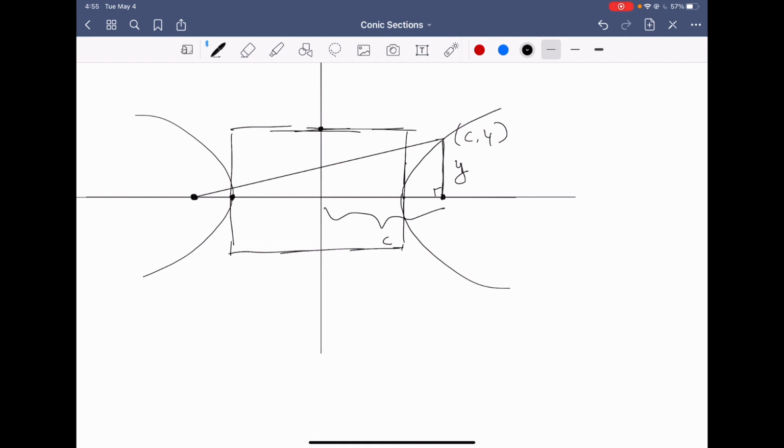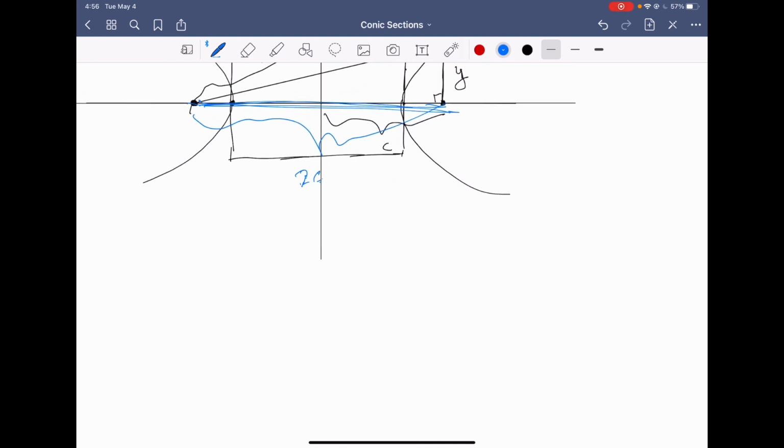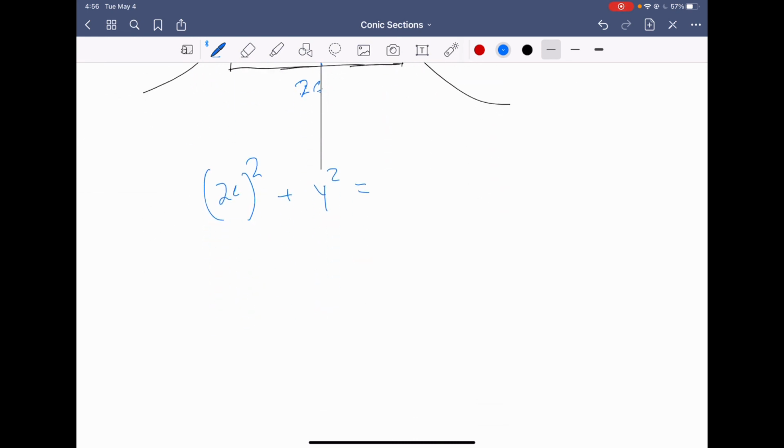Let's set that to y. By the definition of a conic section of a hyperbola, this whole distance would be equal to y plus 2a. And this distance would be equal to 2c, and we have over here 2c. So by the Pythagorean theorem, we have (2c) squared plus y squared is equal to (y plus 2a) squared.